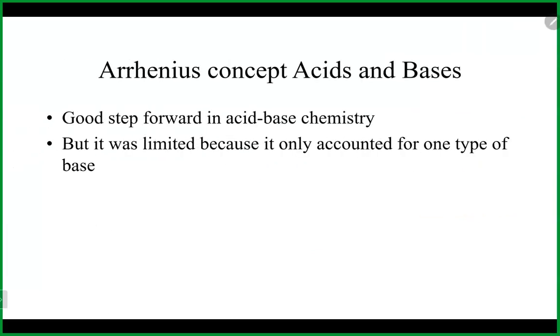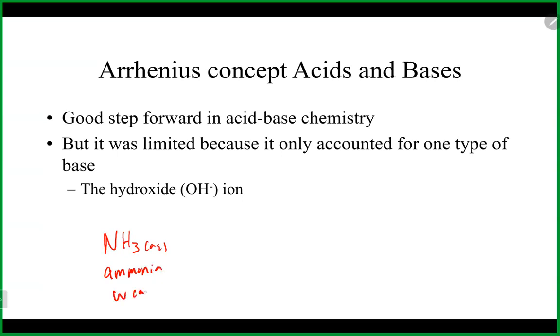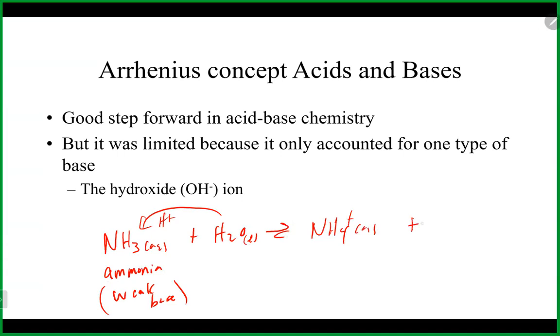Now, the Arrhenius concept of acids and bases was a good step forward. It was limited because he only really worked with bases that had hydroxide in them. And as I mentioned before, not all bases will have hydroxide in them. So again, something like ammonia here is actually a weak base, because when it reacts with water, it will actually accept an H plus over there and make NH4 plus and OH minus.